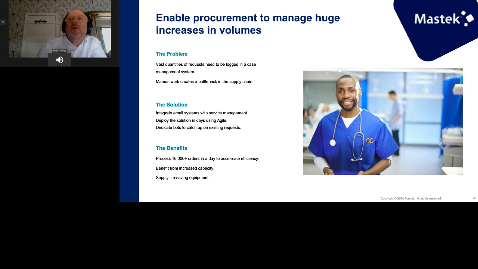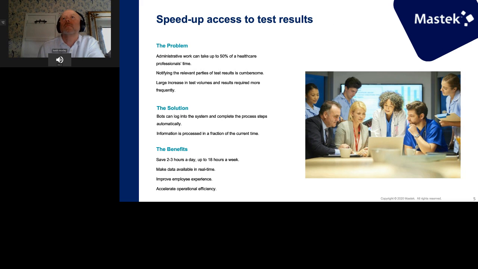Okay, so the next use case, speeding up access to test results. Another key area where intelligent automation can help is in speeding up access to test results. Some studies show that in some cases, administrative tasks can take up to 50% of valuable healthcare professionals' time, as I'm sure everybody's aware. If we can automate some of those tasks, then we can free up some of the healthcare professionals' valuable time. One particular manual process was found to be uploading test results to multiple systems.